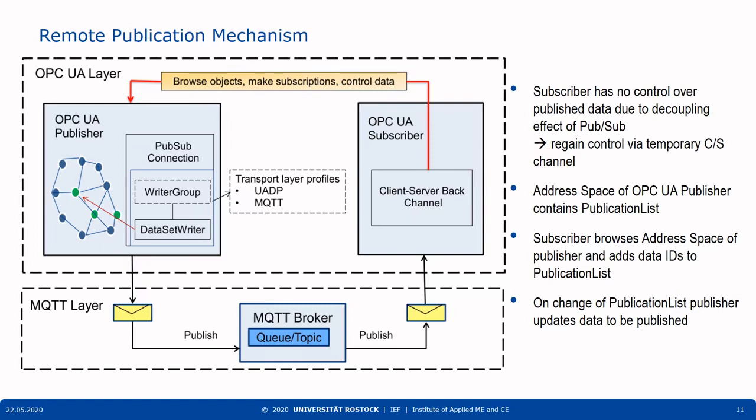Then he can alter the publication list and add the IDs for the data he's interested in. The publisher reacts to changes of the publication list and updates its publication layer. So finally, the newly selected data from a subscriber is published to the broker.